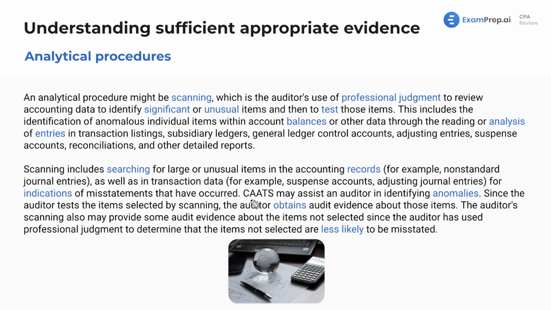We can use these computer-assisted auditing techniques or tools to assist us in identifying these anomalies. Since the auditor tests the items selected by scanning, the auditor obtains audit evidence about those items. And the auditor's scanning also may provide some audit evidence about the items not selected, since the auditor has used professional judgment to determine that the items not selected are less likely to be misstated.